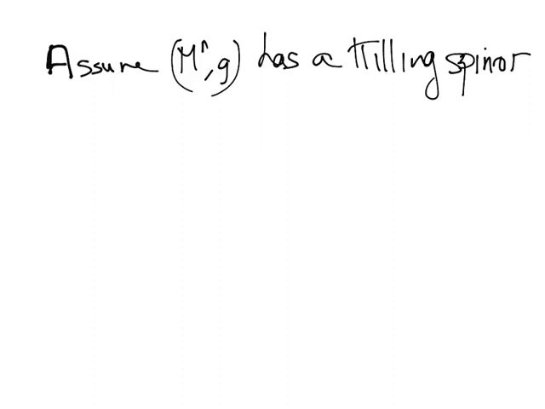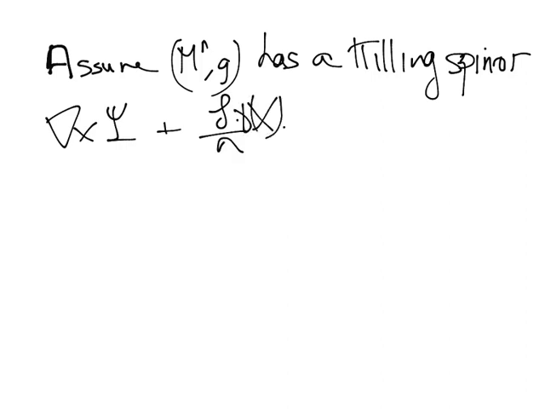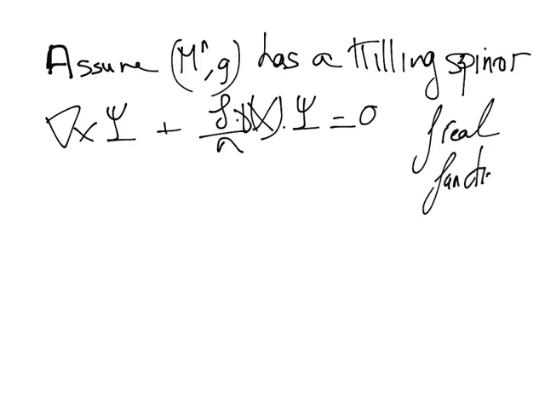So nabla x psi plus some f over n gamma x of psi equals 0, where f is a real function, so I'm going to do it much more generally. I'm going to assume that f is a function, what we call a generalized Killing spinor, and I'm going to prove in fact that f is constant and equal to the eigenvalue lambda, and psi will be the eigenspinor corresponding to the eigenvalue lambda.